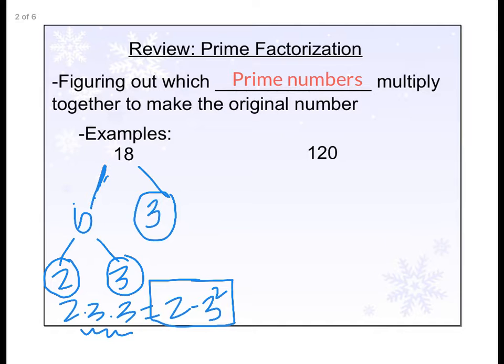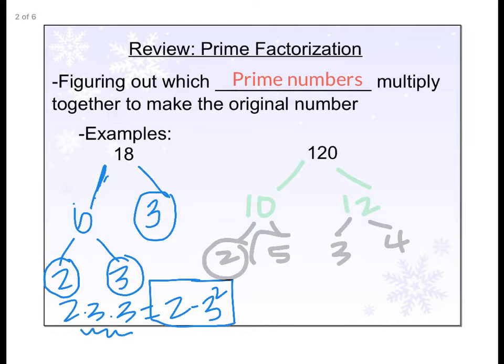For our number 120, again, start wherever you want to. For that one, I did 10 and 12. Then from there, for 10, we can do 2 times 5. And for 12, I picked 3 and 4. So far, 2 is prime and 5 is prime, because I can't break those down any further. Remember, we don't break it down to where we have 1 times something, so we stop here. 3 is prime, but 4, I could do 2 and 2.